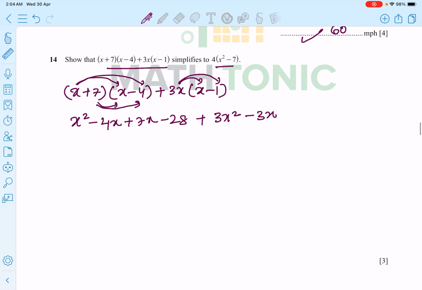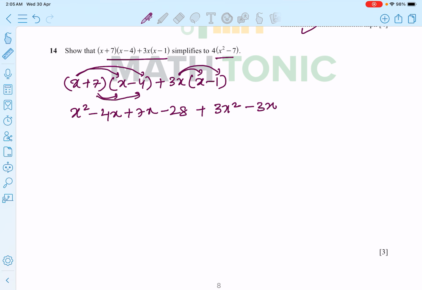Got it? We try to collect the like terms. This is 3x squared, this is x squared, that becomes 4x squared, right? And here we have minus 4x, plus 7x and minus 3x as the three like terms. So minus 4 plus 7 is 3, 3 minus 3 becomes 0. I hope you understood this part.